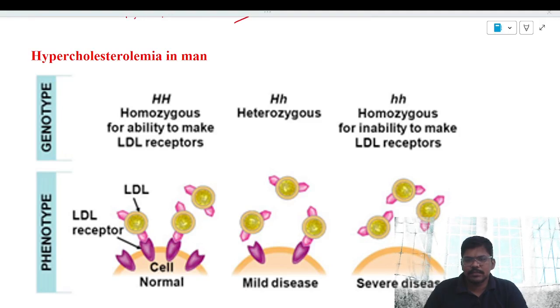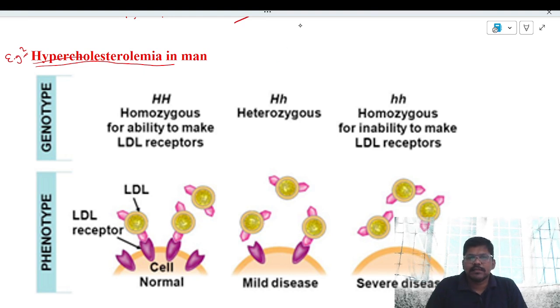Welcome to Lakshman Biology. Now we have to discuss the second example for incomplete dominance. The first example we saw in the last class, that is inheritance of flower color in snapdragon. The second example for incomplete dominance is hypercholesterolemia.